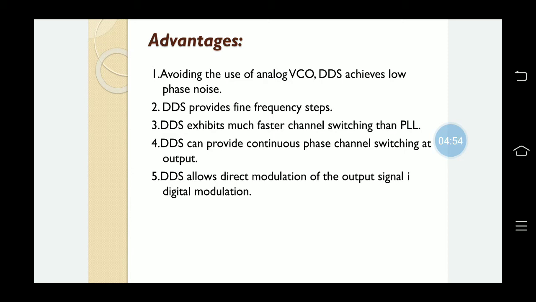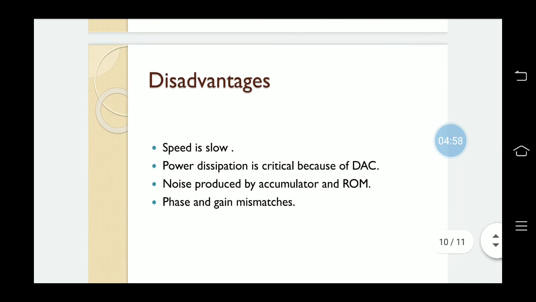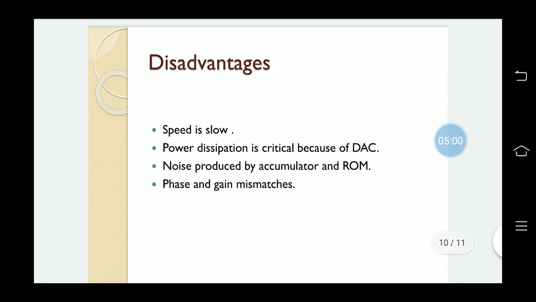Despite the above advantages, DDS suffers several drawbacks. The first disadvantage is that speed is slow. Power dissipation is critical because of the DAC. Next one, noise is produced by the accumulator and ROM. The last one, phase and gain mismatches. Because of this, a greater number of sidebands are produced in the output. So these are all the disadvantages of the DDS system.